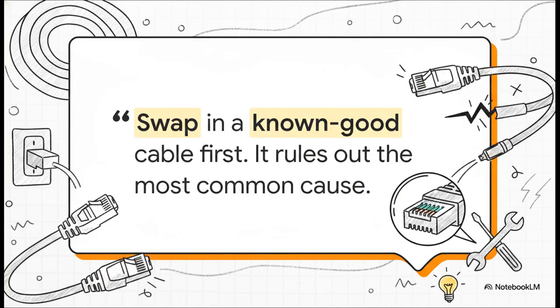So if that negotiation fails and your internet speed is just crawling, remember this golden rule of IT. Always, always swap in a known good cable first. Before you start pulling your hair out over complex software settings, you have to rule out the physical wire. 9 times out of 10, a crushed cable or a bent pin is the actual culprit. It solves the mystery in seconds.